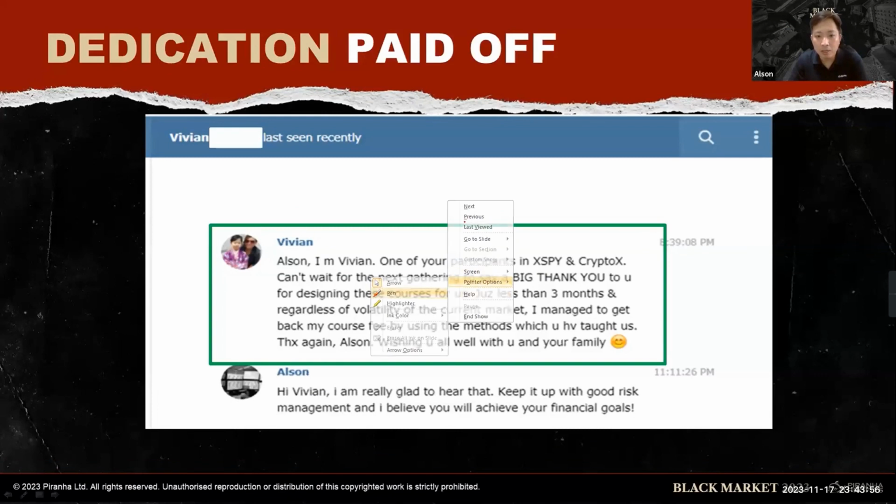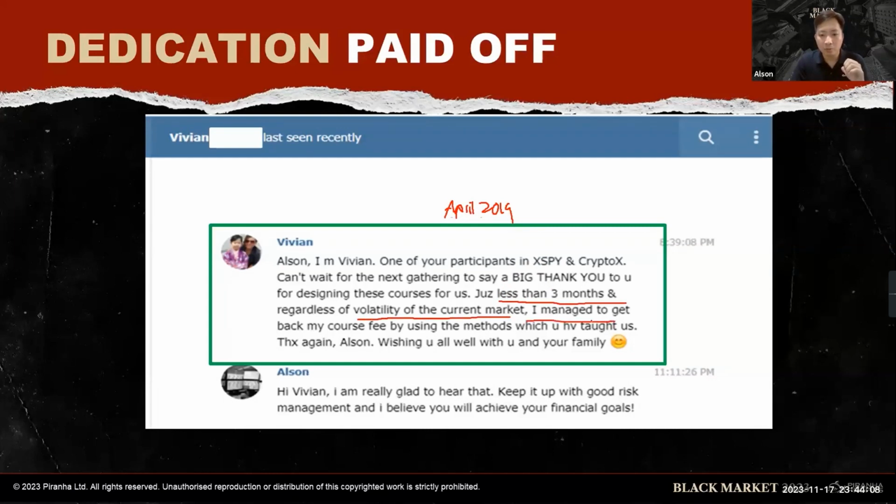And she joined me in actually April 2019. And she mentioned this, she actually sent me a private Telegram message. In less than 3 months, regardless of volatility of the current market, I managed to make back my cost fee by using the methods that you have taught us. In fact, a lot of my students made back the cost fee very fast. Like just now, the Coinbase, just probably one trade, risking let's say $5,000 will have made back the cost fee.